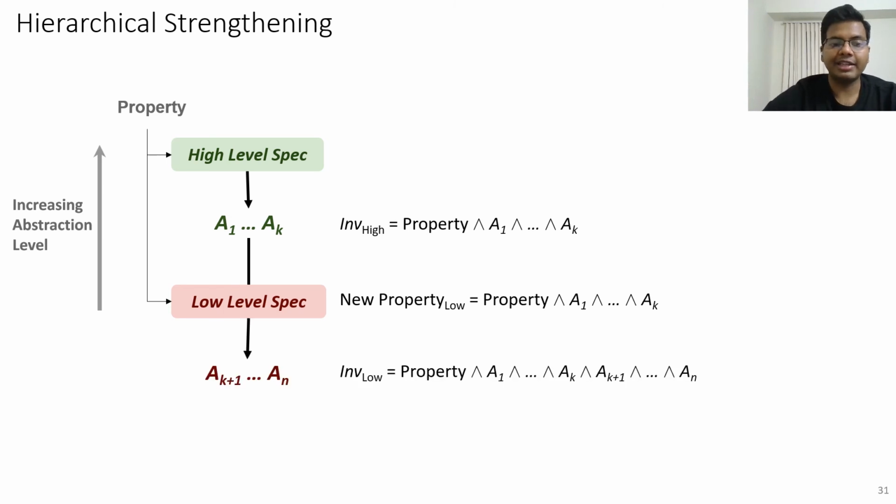The verifier can then generate the remaining assertions Ak+1 till An to get the full inductive proof for the lower level. This we refer to as hierarchical strengthening, and we see it as an important structural feature to deal with complexity. We can repeat this strengthening multiple times as well.